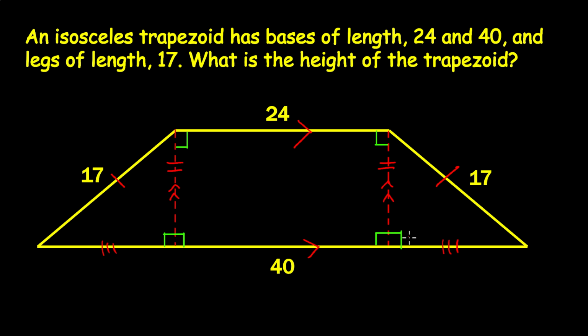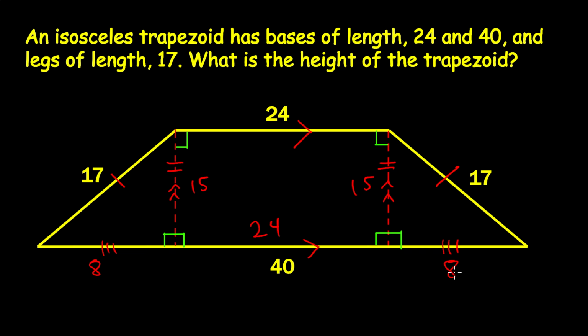So next, this base is 24. So down here, this will be 24 as well between these two altitudes. Then 40 minus 24 is 16. And then cutting that in half, this segment is 8 and this segment is 8 also. And going back to our Pythagorean triples, we have an 8, 15, 17 triangle on each side. Therefore, the height of the trapezoid is 15.